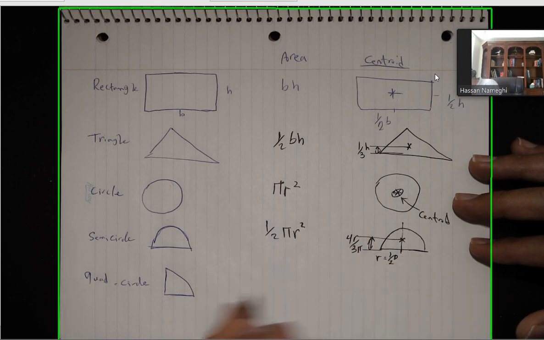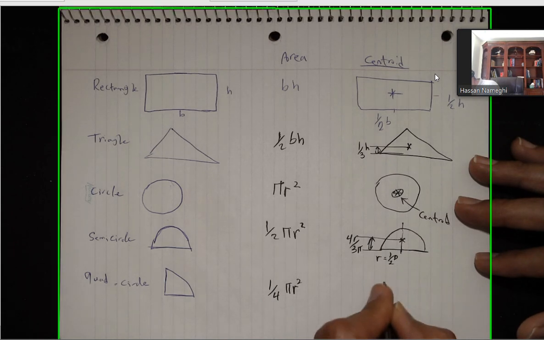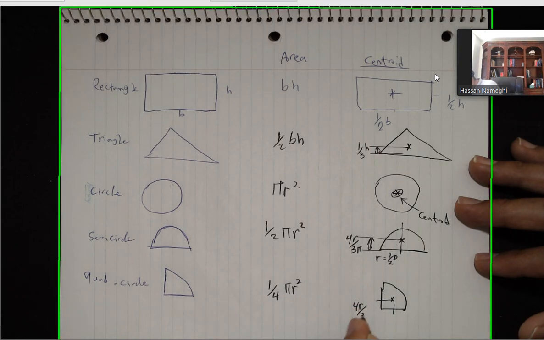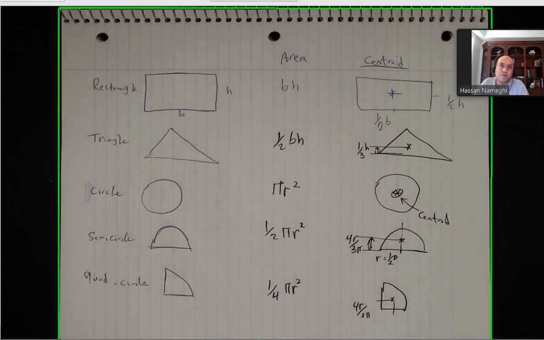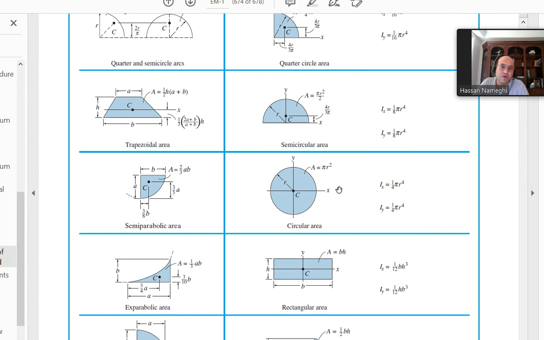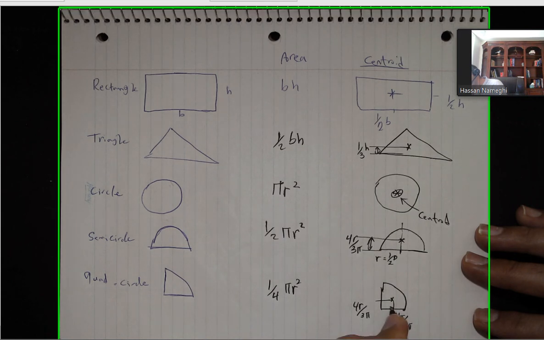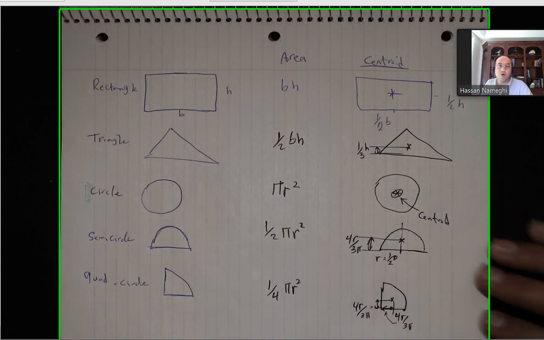A quarter circle, again, has a quarter of the area, and the location of the centroid from each side would be 4r over 3 pi. And on the other side it is 4r over 3 pi, the same thing here. I'm talking about this distance, right? There, and this distance here. Both of them are 4r over 3 pi.